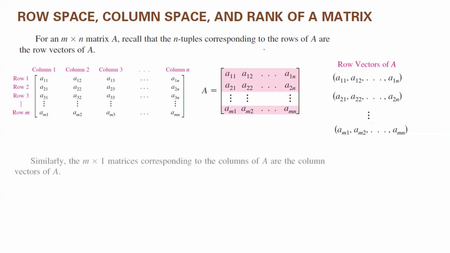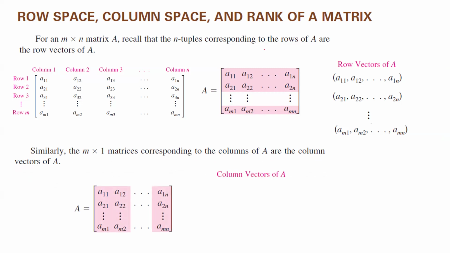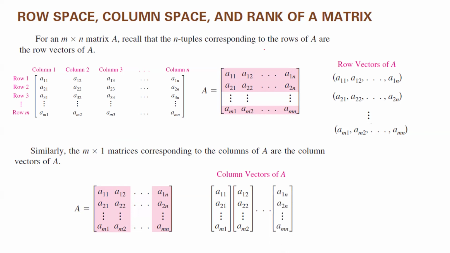With the same argument, you can define the column vectors of matrix A. Just take the columns and list them all. The first column represents the first vector: a sub 1,1, a sub 2,1, and a sub m,1. The second column is the second vector: a sub 1,2, a sub 2,2, and then a sub m,2. You can list them all, and finally you have a sub 1,n, a sub 2,n, and a sub m,n.